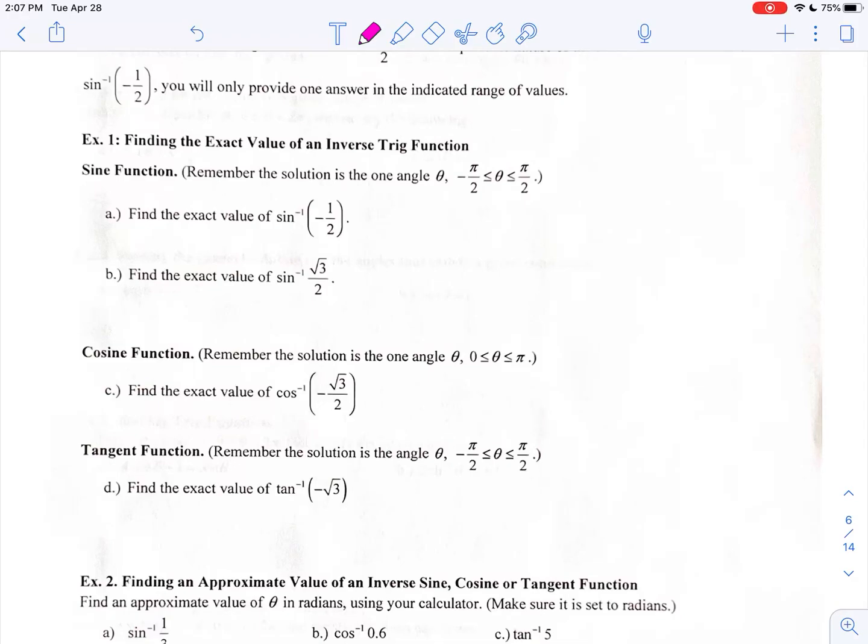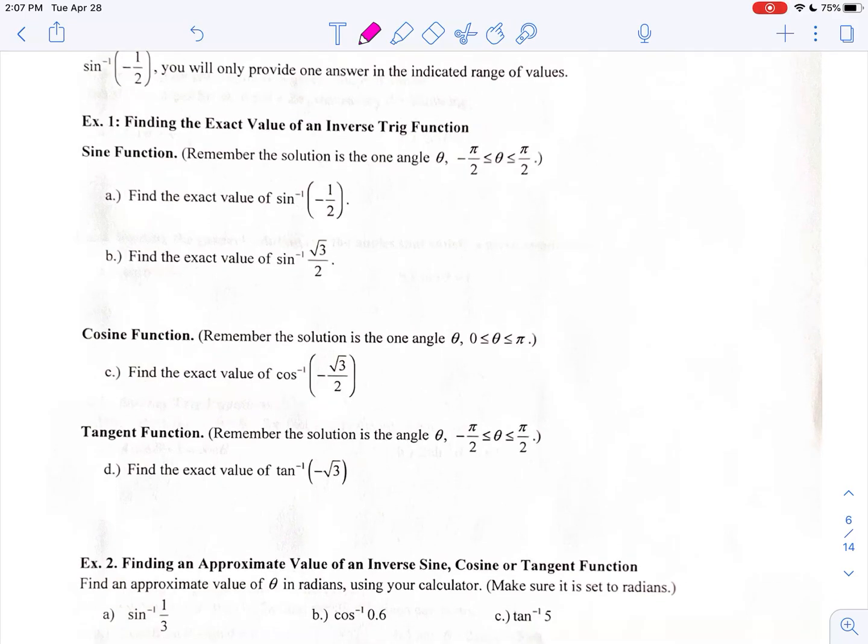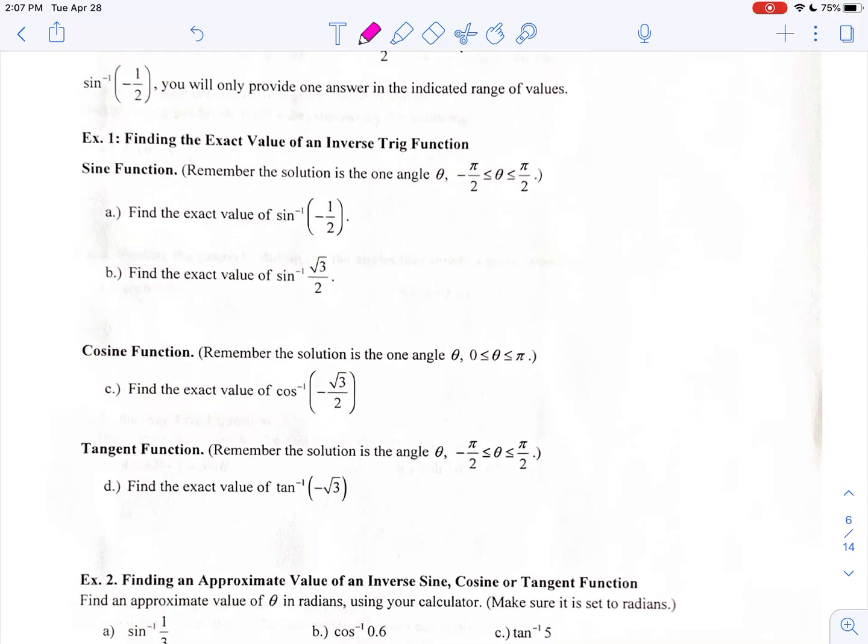We're going to apply our knowledge of what we just learned about the inverse trig functions to solving inverse trig expressions, and then eventually using that to solve trig equations. So taking a look at the first example, example 1, that's split into sine, cosine, and tangent functions.